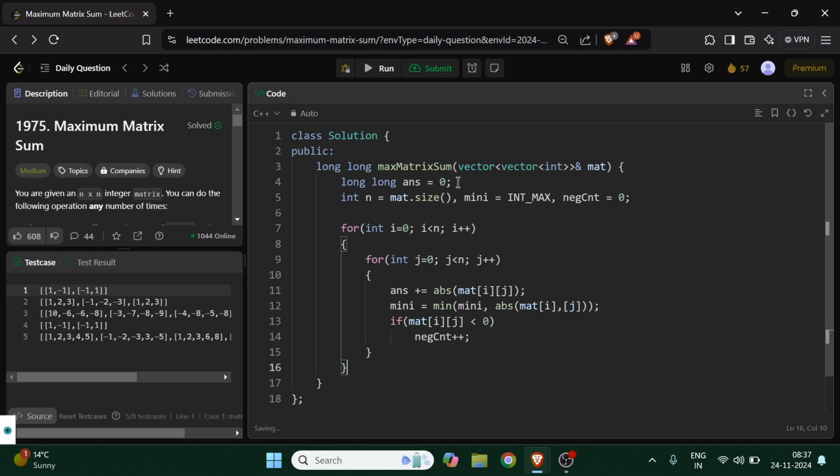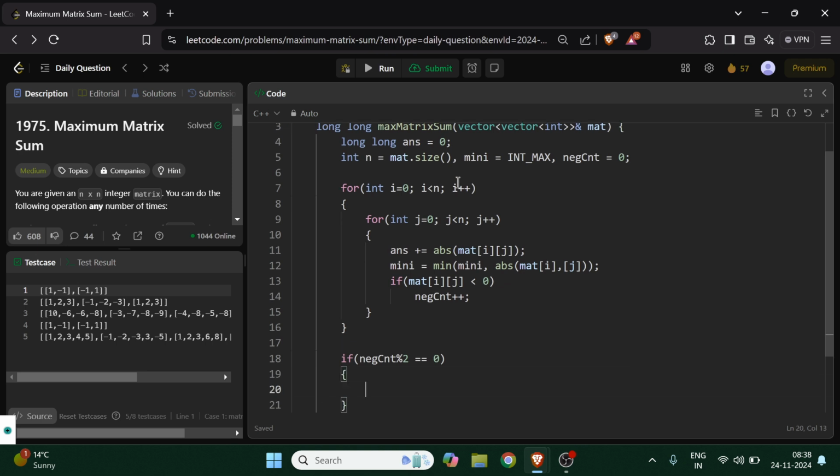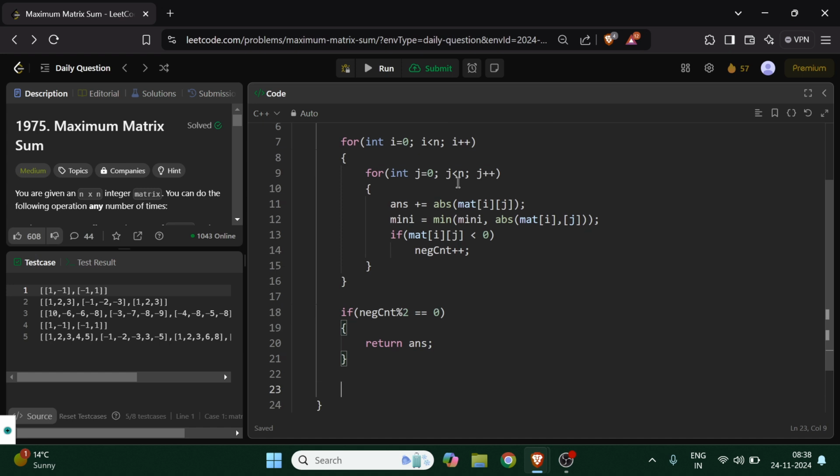So this is done. Now finally, if neg count modulo 2 is 0, this means the count of negative values is even, so in that case we can directly return our answer. Otherwise we need to return the answer by subtracting the minimum value. So let's return answer minus minimum.